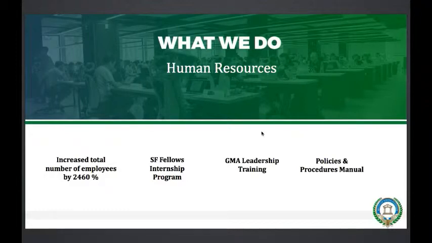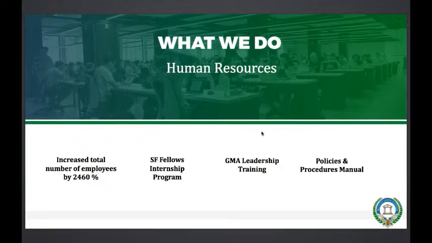Some of the accomplishments that were achieved under the HR department during our short tenure: we were able to increase the total number of employees by 2,460%. You heard Mr. Donald talk about when he first started, we only had about 60 or so employees, but within a short time span that grew to over 200 or so. So again, we look forward to continually growing as a city because we know that we cannot do the job without having a good quality team that's working hand in hand with us to provide those services to the residents.